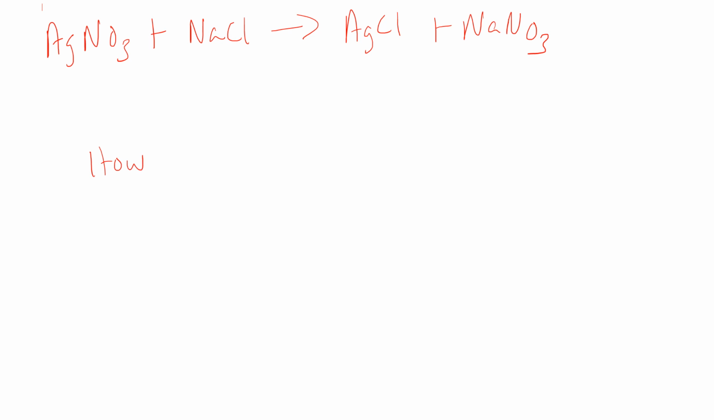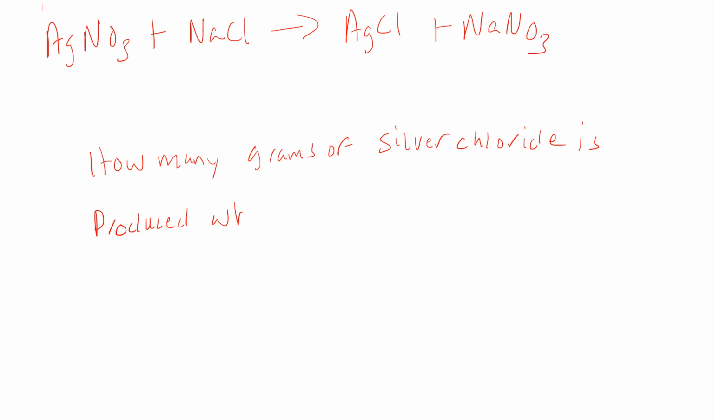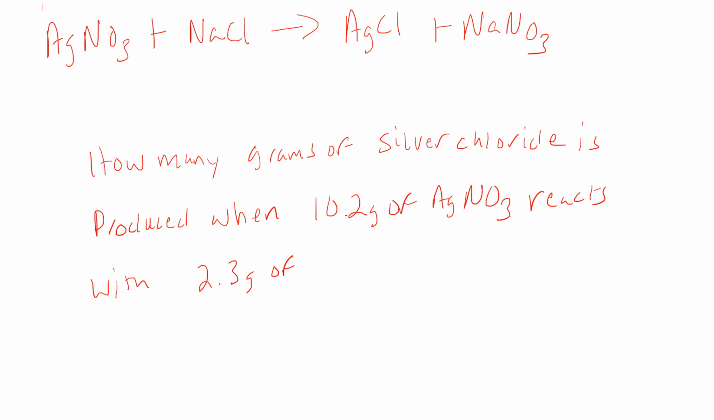How many grams of silver chloride is produced when 10.2 grams of silver nitrate reacts with 2.3 grams of NaCl? Okay.